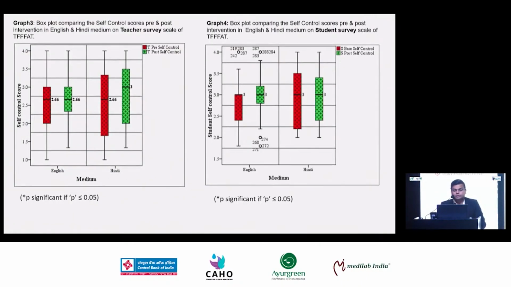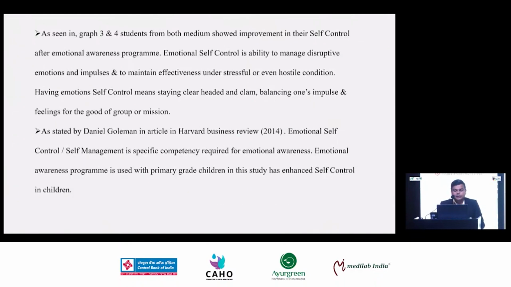Graph 3 and graph 4 show the self-control scores on teacher survey and student survey, which show that there is an improvement in self-control after an emotional awareness program, which was supported by the study by Daniel Goleman in an article in Harvard Business Review 2014.